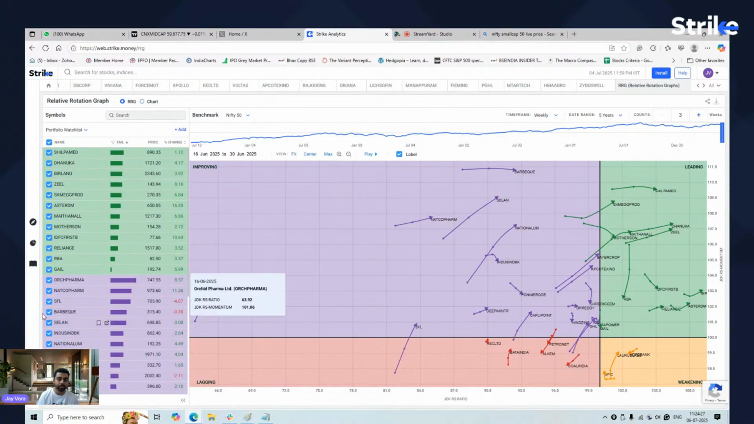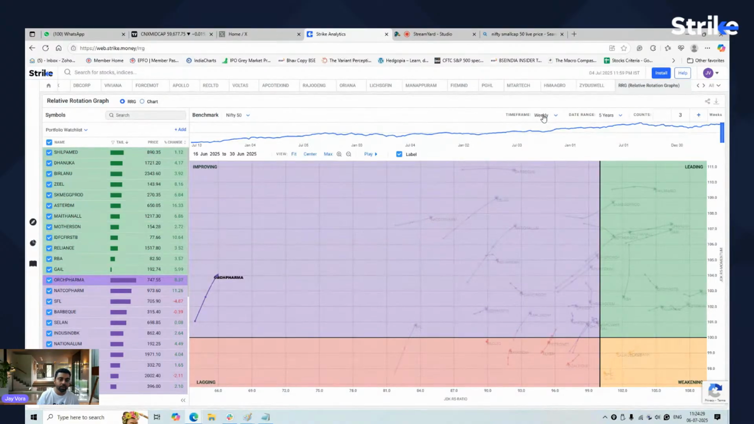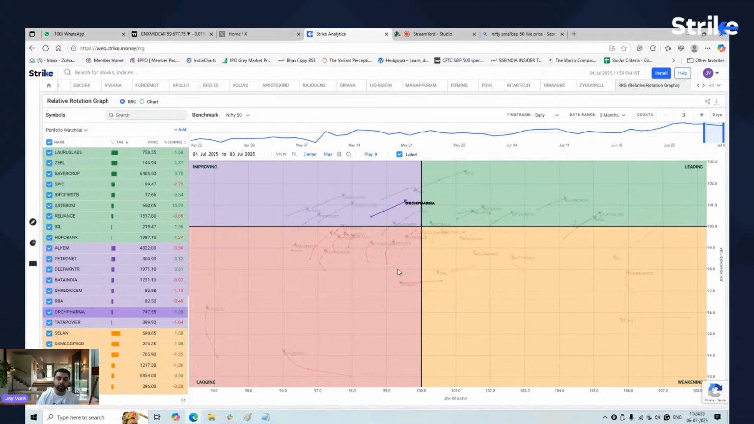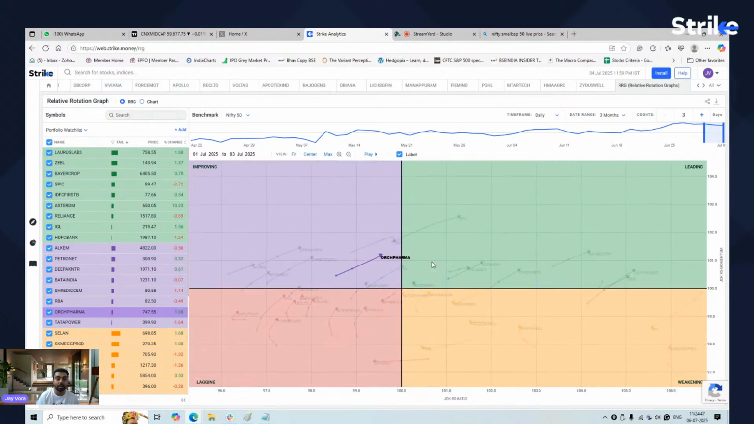week. In fact, say for example, if I like Orchid on the weekly, it is good, I'll see in daily what it is doing. In daily, I can see that it is going towards the northeast side, which means the momentum is improving, and its RS is also improving. So probably this can end up actually becoming a good bet.